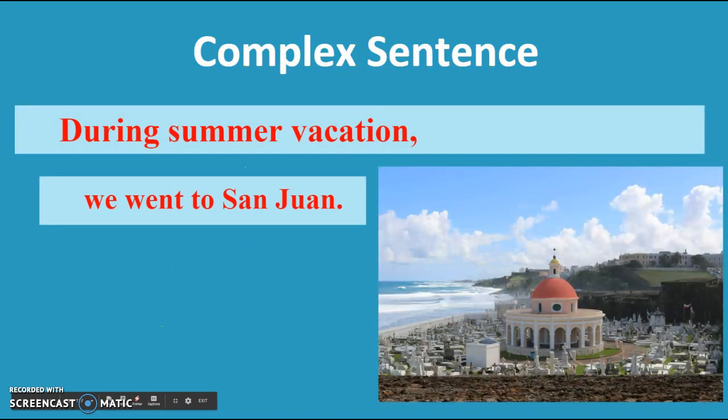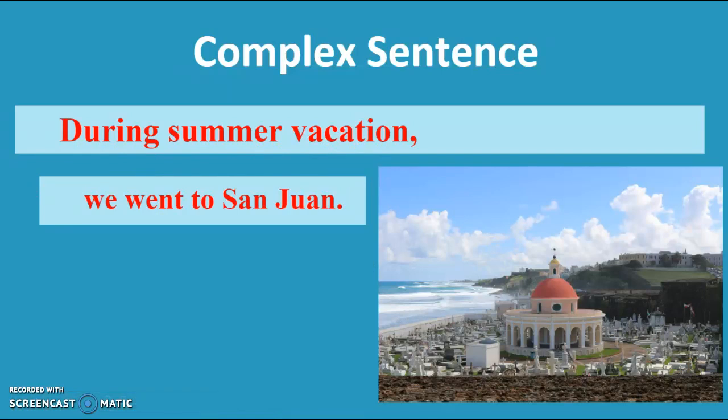During summer vacation, we went to San Juan. This is a great example of a complex sentence. We have the full and complete simple sentence right here. We is our subject. Went is our predicate. So we went. That's your simple sentence. But what about this first part? During summer vacation, we have our subject, summer vacation, but we have no predicate. So this is not a complete simple sentence. This is what's called a dependent sentence. It depends on the second part of the sentence. So, during summer vacation, we went to San Juan.